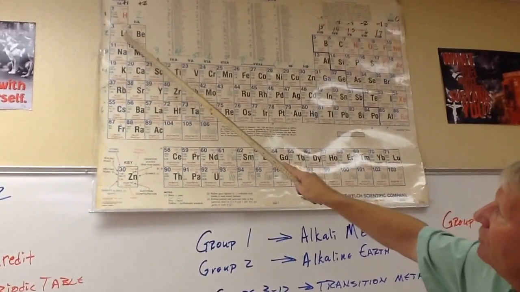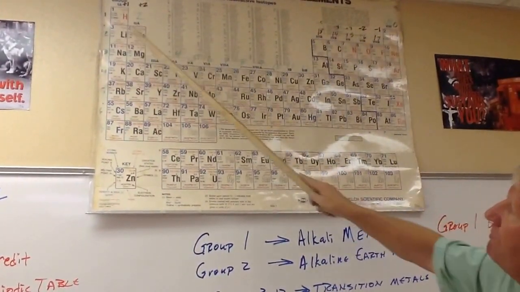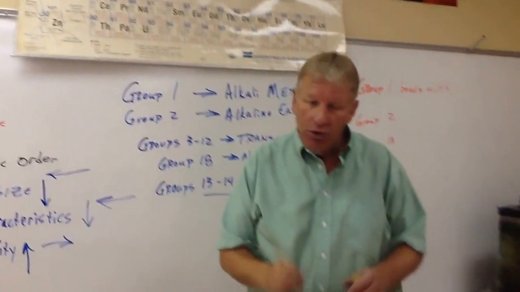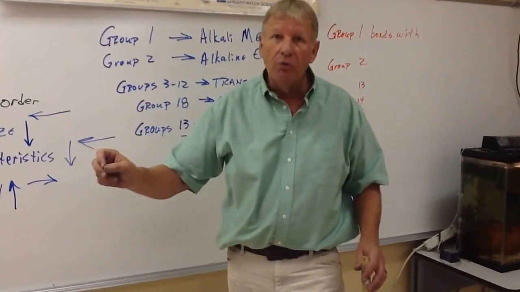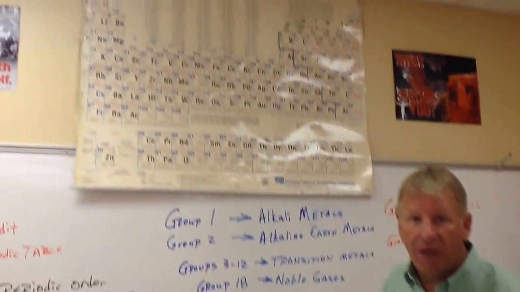Period 2 is lithium, beryllium, boron, carbon, nitrogen, oxygen, fluorine, and neon. So periods run from left to right. Now how can we remember that? Because how do we write? We write from left to right. And what do we end the sentence with? A period. See? So periods run from left to right.